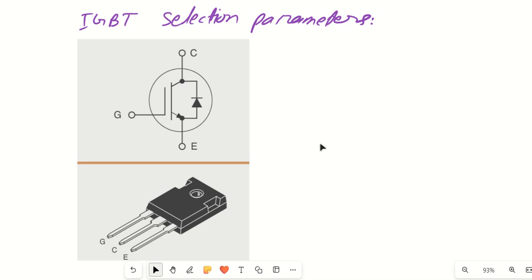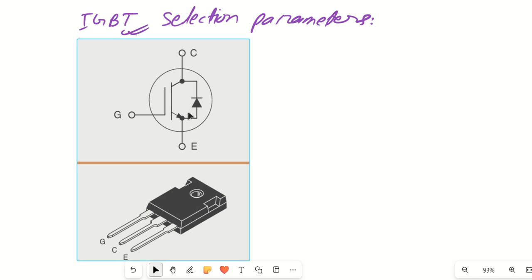Namaskar, my dear friends. Let us talk about what are the different parameters that we need to take into account before selecting an IGBT. As we have already seen, what is IGBT, what are their features, and how they are utilized in our different applications, basically inverters and automotives and all.